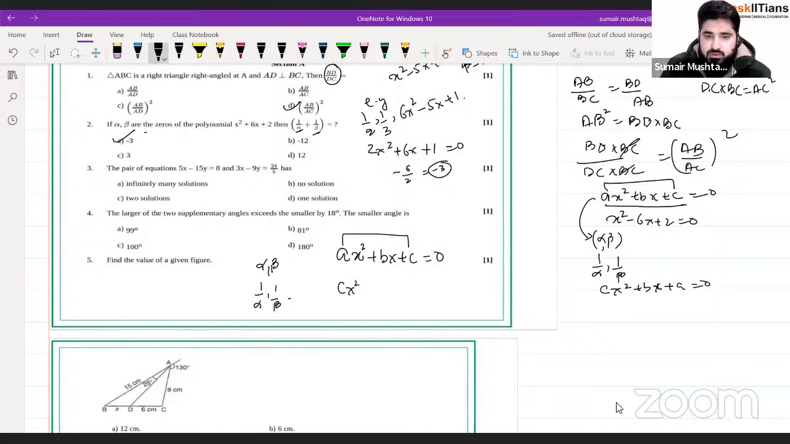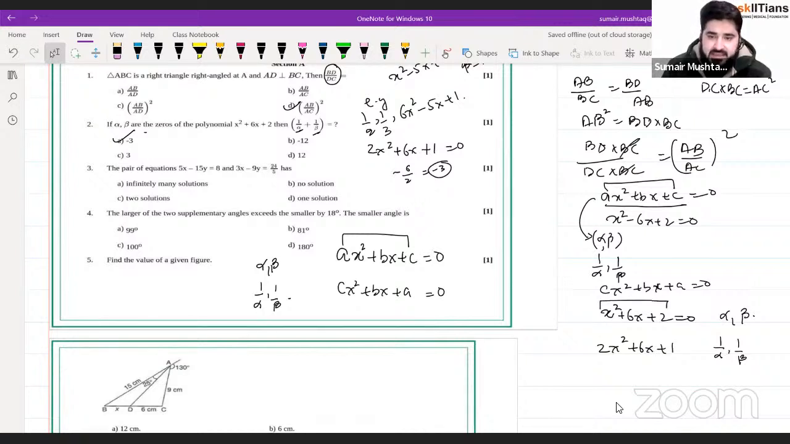This is cx square plus bx plus a is equal to 0. Now in my equation, what were the roots? It was x square plus 6x plus 2 is equal to 0. Its roots were 1 by alpha, 1 by beta. Now what is the equation whose roots will be 1 by alpha, 1 by beta? It will be 2x square plus 6x plus 1. I have replaced a and c.